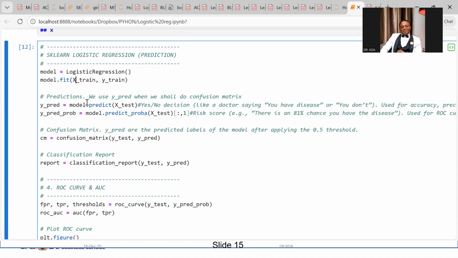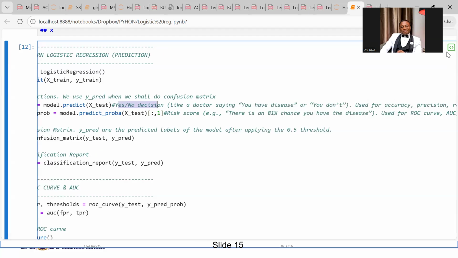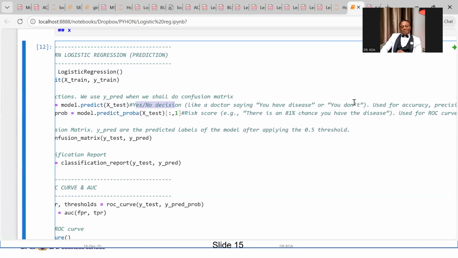Now, this is very important. We are going to use y predicted when we are going to do the confusion matrix, and we shall talk about the confusion matrix. So let's say that you want to predict the value of y. Y is actually disease. This one will give you a yes or no decision, like a doctor saying that you have a disease or you don't have a disease. It's very good to get that because you can use it to calculate certain things, which we shall come to, especially in something known as the confusion matrix.